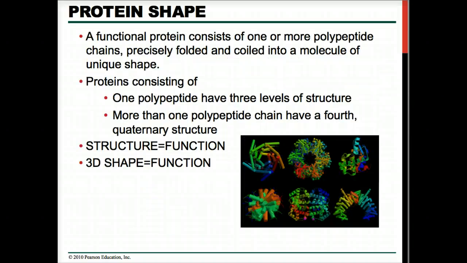To reiterate, protein shape is a function of a protein that consists of one or more polypeptides. Again, guys, it could be multiple polypeptides that are linked together. So your examples down here, these nice crystallized graphics, these are actually multiple polypeptides that have all come together. One polypeptide has 3 levels of structure, and then you can have more than one polypeptide, which can eventually move into a quaternary structure. Structure equals function, and the 3D shape is essential.